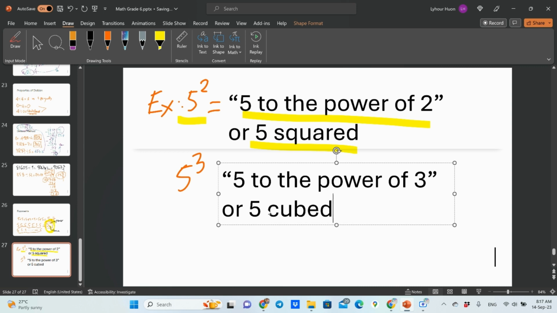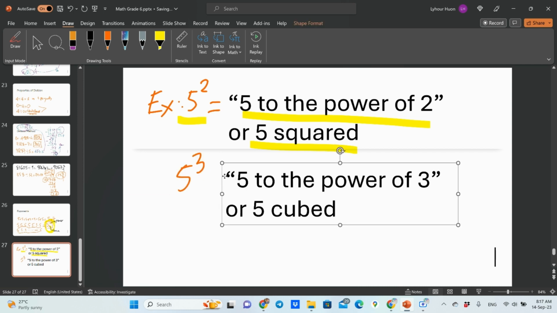So there are different words if the power is different. The power is still 3, but like 5 cubed or 5 squared. 5 square is power of 2. 5 cube is power of 3.